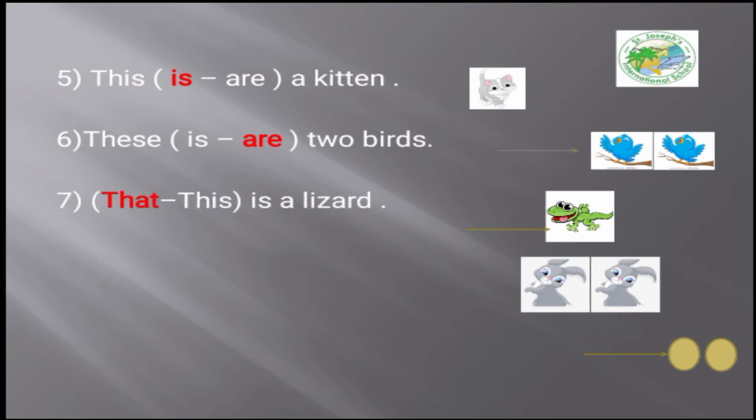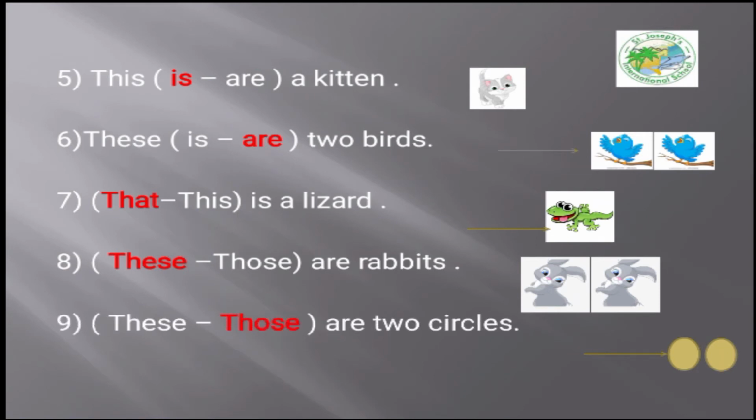Okay, number seven, is this lizard close or far from the sentence? It's far from the sentence, so we choose that is a lizard. That is a lizard. The two rabbits here, are they close or far from the sentence? They are close, so we choose these or those. Of course, we're going to choose these are rabbits.